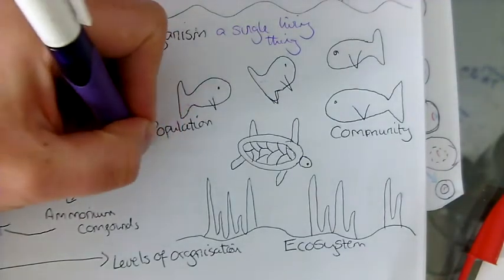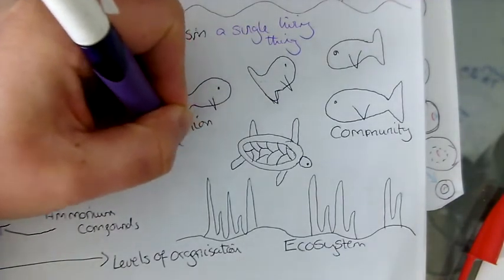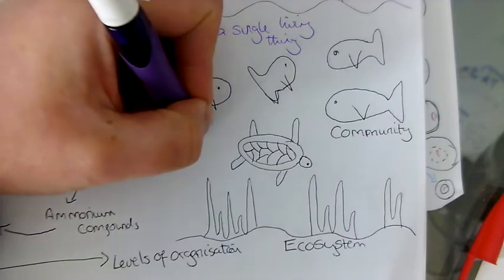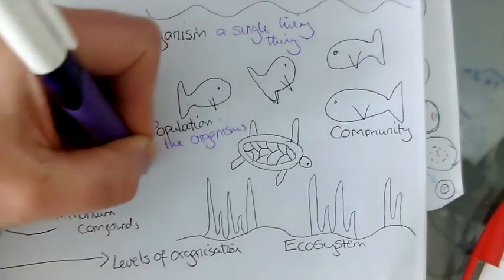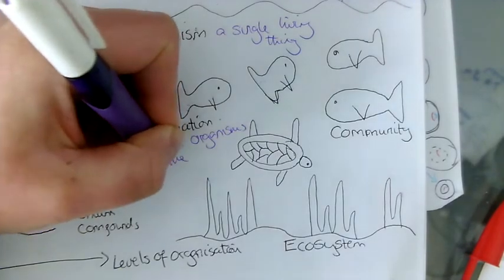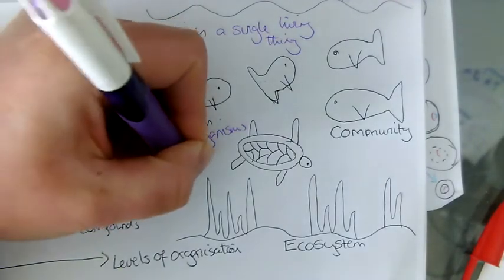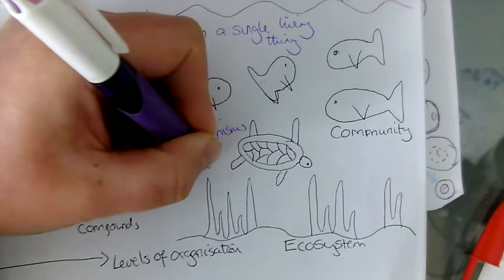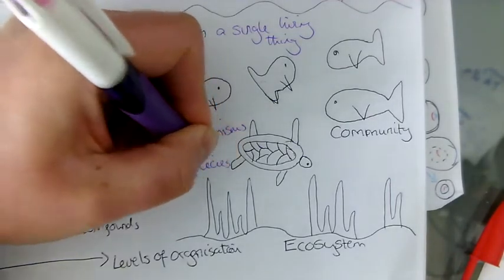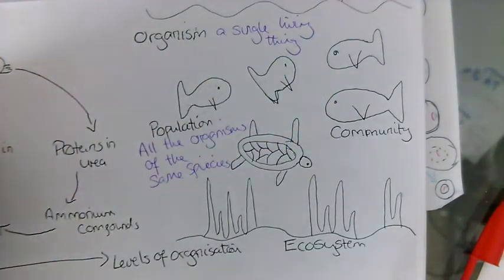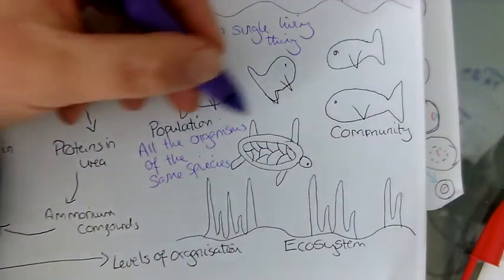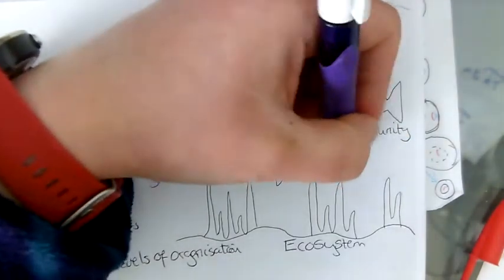So that is all the organisms of the same species. A community then is all the different populations in an area.